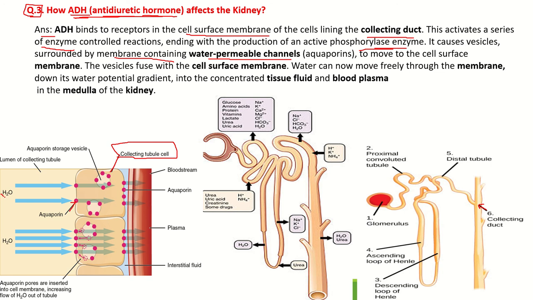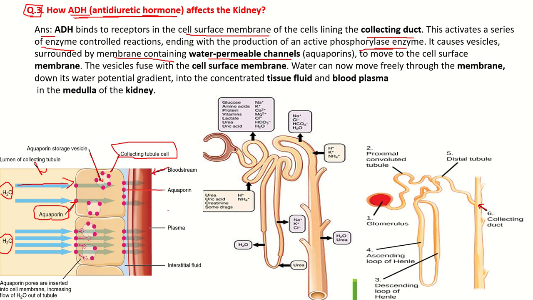Here you can see this is water, guys. This change in permeability is brought about by increasing the number of water permeable channels, which are known as aquaporins. What's that? That is aquaporin. So it comes this way. All right, and this is a collecting tubule cell, and this is the aquaporin storage vesicle, this one, and this is the lumen of the collecting tubule, and the blood stream. Here, the blood stream.